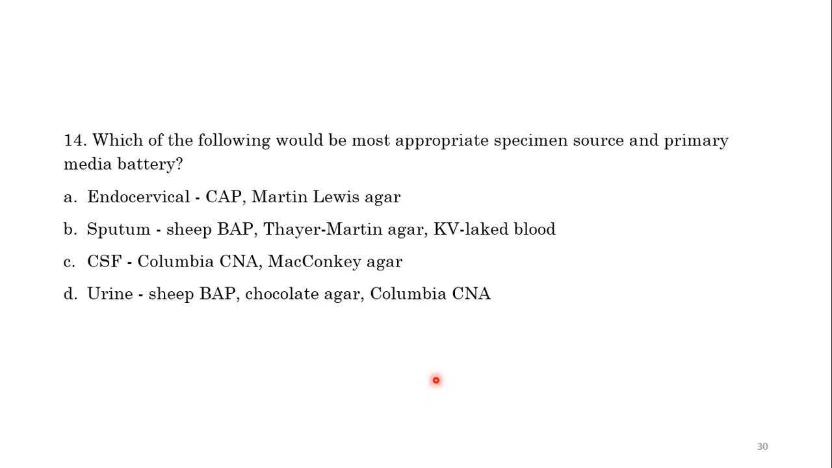Number 14, which of the following would be the most appropriate specimen source and primary media battery? A, endocervical, chocolate agar plate, Martin Lewis agar. B, sputum, sheep blood agar plate, Thayer Martin agar, KV lake blood. C, CSF, Columbia CNA, MacConkey agar. D, urine, sheep blood agar plate, chocolate agar, Columbia CNA.